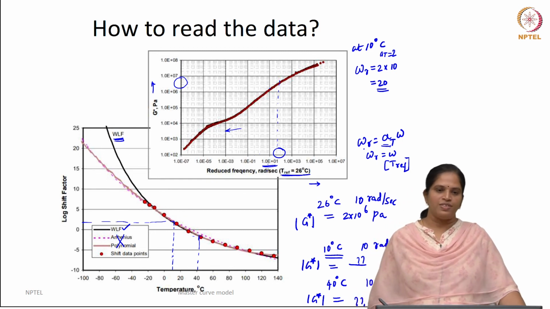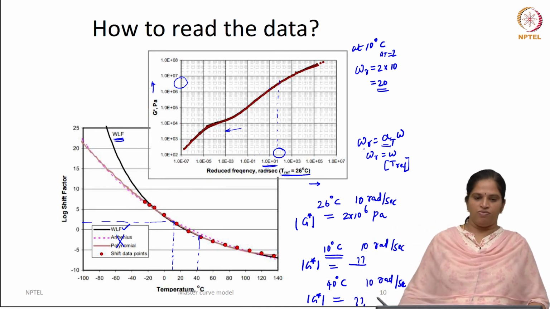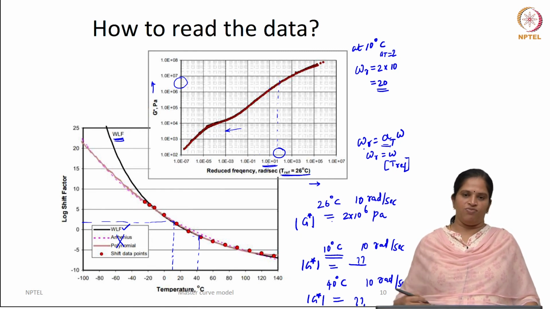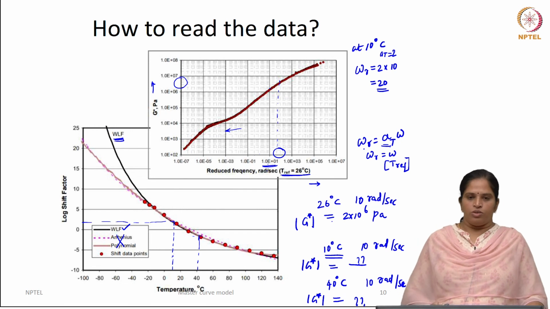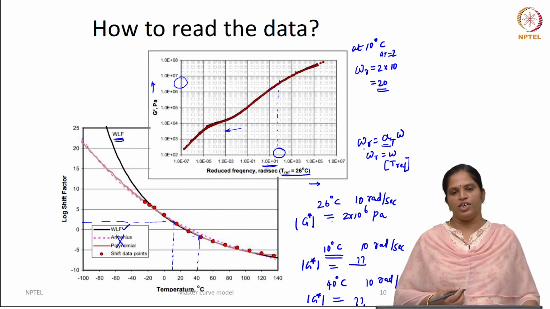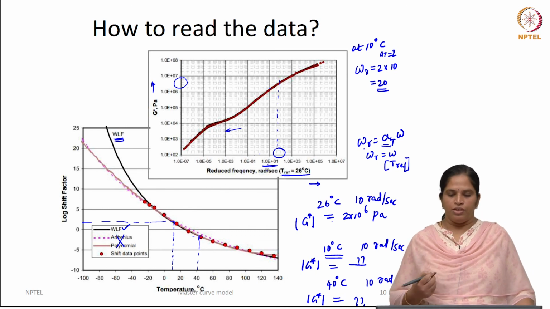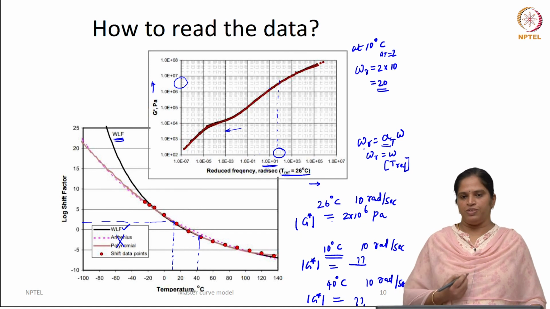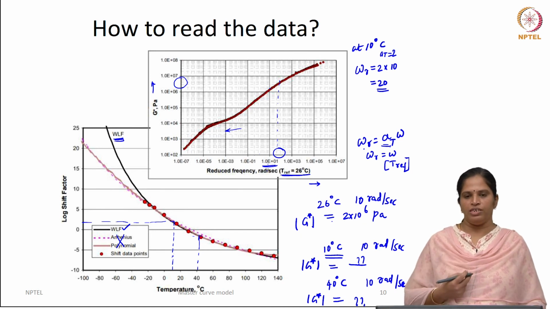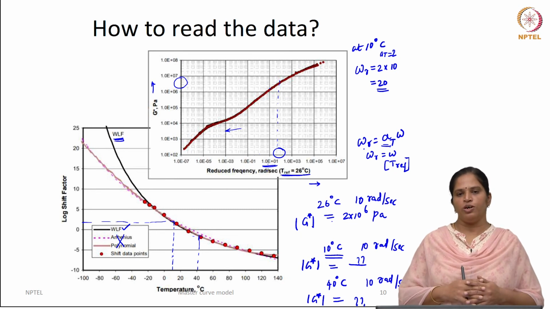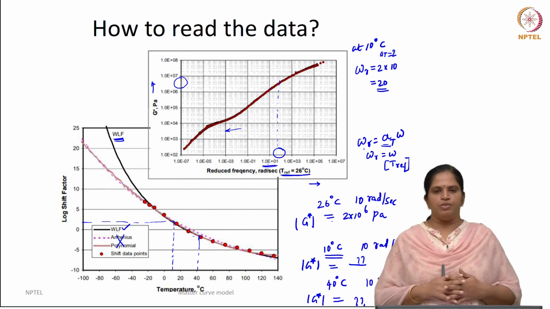So you can use a single master curve along with a shift factor to predict the modulus values at different frequencies. So far, we have seen how to construct a master curve, how to model the master curve data, a few models, one available for binder and one for mixtures, and we have also seen how to read the master curve data.